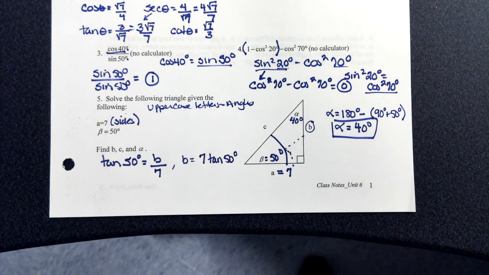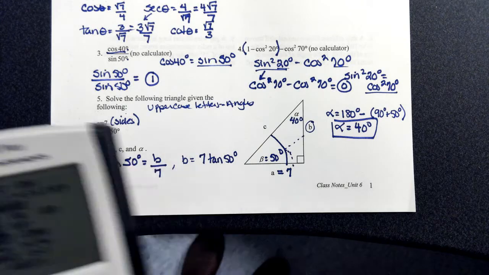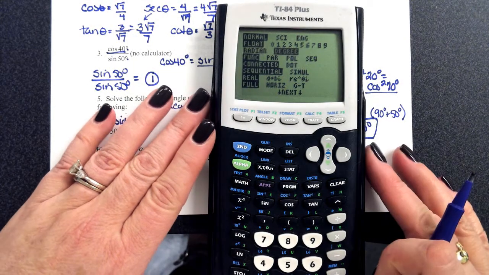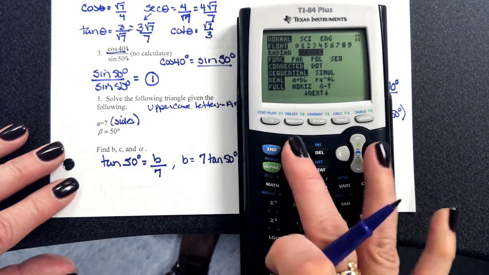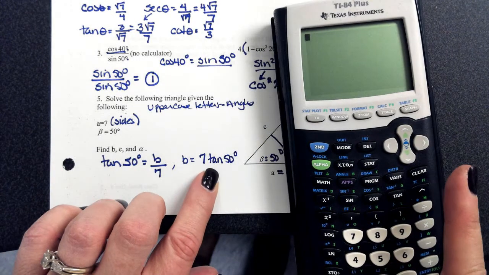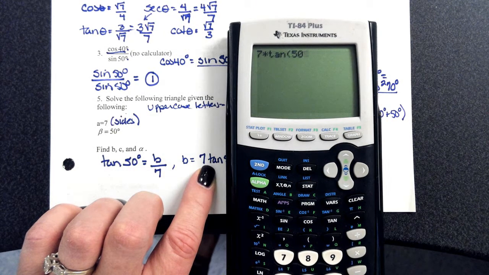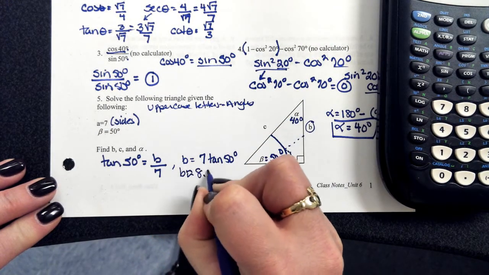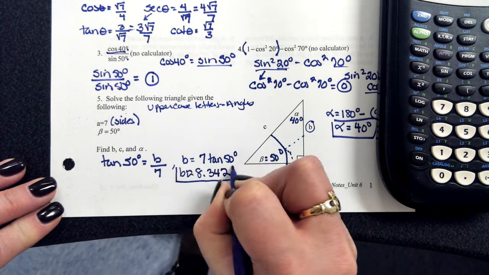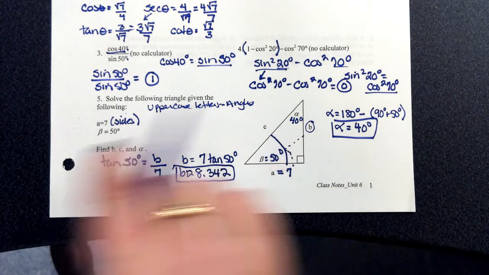Now I know in our calculators we have been in radian mode quite a bit. In this unit, all of our angles are going to be mostly in degree mode. So make sure on your calculators you change your mode to degrees. The angles are given to you in degrees, so make sure you are in degree mode. So now to find side B, all I'm going to do is type in 7 times the tangent of 50. And that gives me about 8.342. Always round to, remember, 3 decimal places. Okay? So now I know the second side of the triangle.